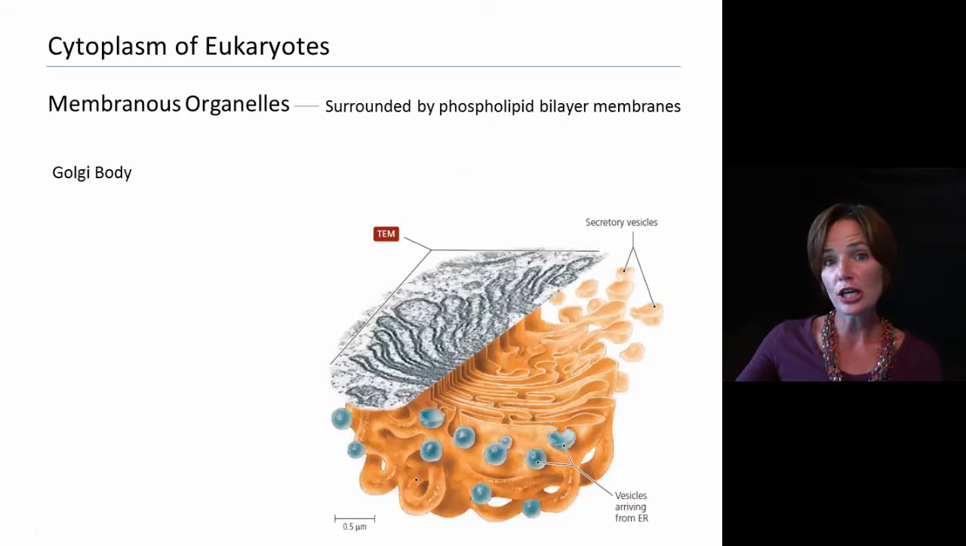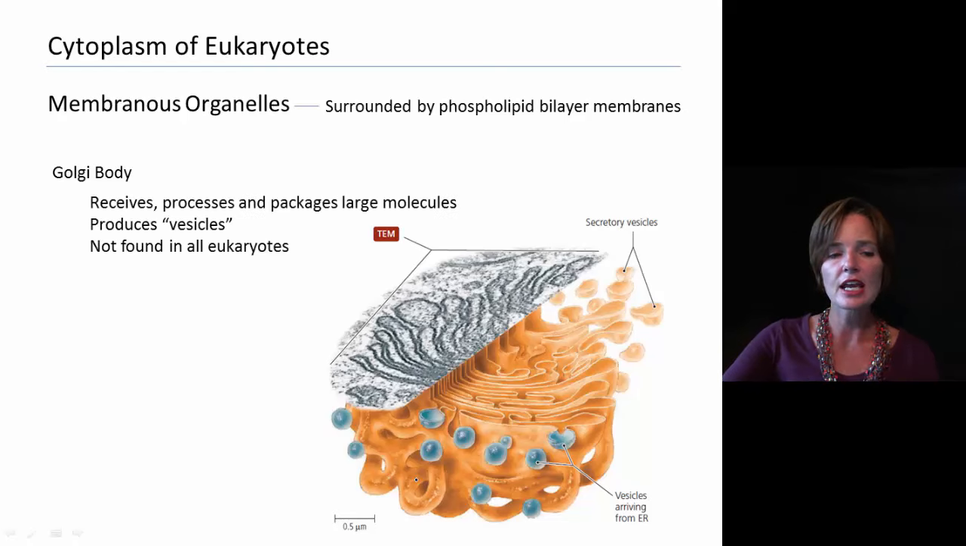Now, working in conjunction with the ER is going to be the Golgi body. The Golgi body is pretty much right there next door to the ER, and it is going to be kind of the processing plant of the cell. It is going to receive whatever the ER sends to it, and then it's going to process that, and then it's going to package it up.